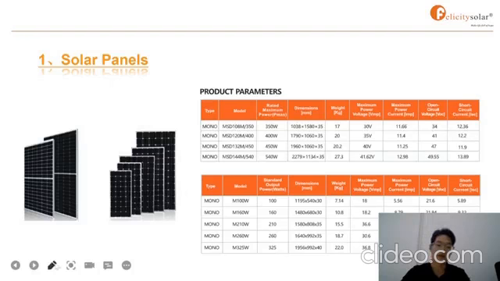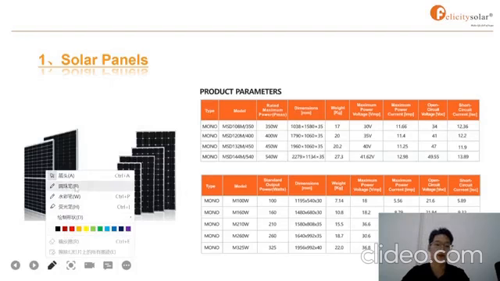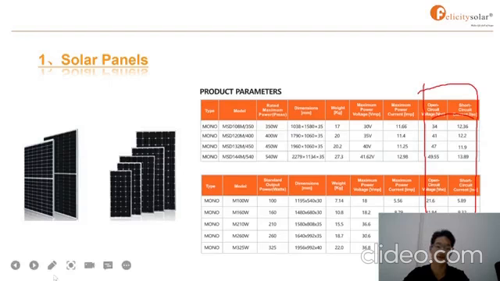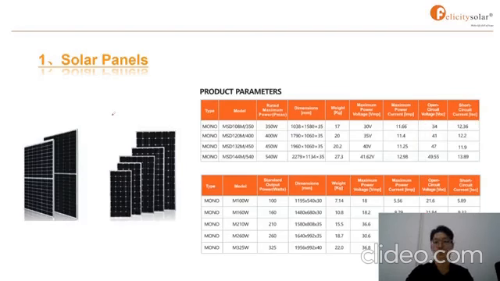And in this chart, the most important 2 data are the ISC and the VOC, because these 2 data are related to the configuration and the calculation of the power. This data will guide us on how to connect our panels. Yeah, so that's the solar panels.